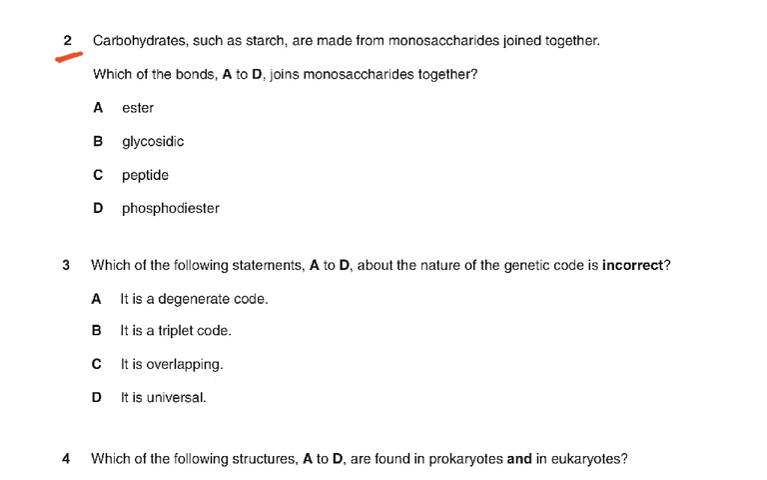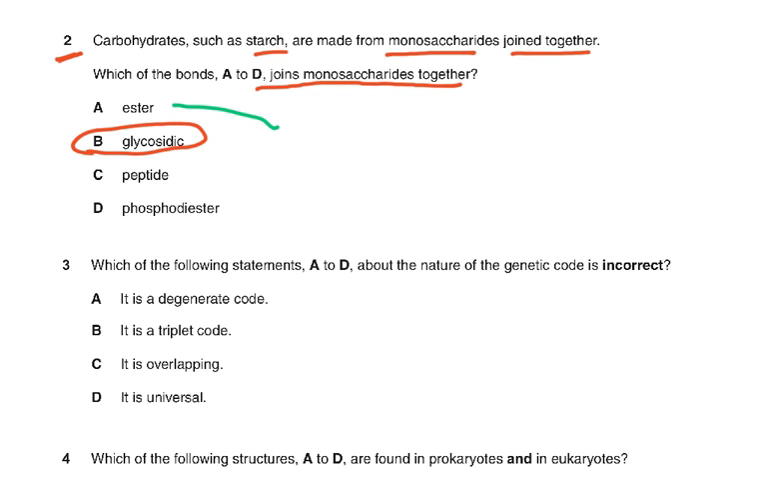Now coming to question number 2, carbohydrates such as starch are made from monosaccharides joined together, glucose joined together. Which of the bonds A to D joins monosaccharides together? Now, as we all know, it is glycosidic bond. But then what would have been the answer if the answer was A, ester? The ester bonds are formed between glycerol and fatty acids, 3 fatty acids. So triglycerides would have ester bonds.